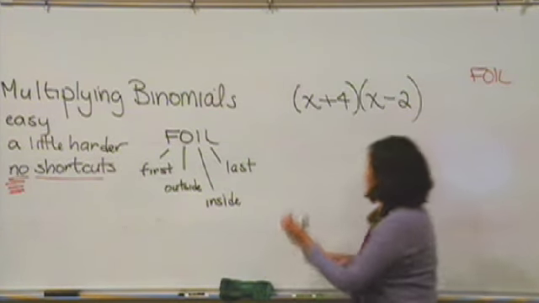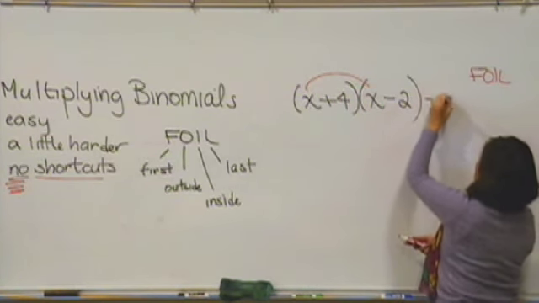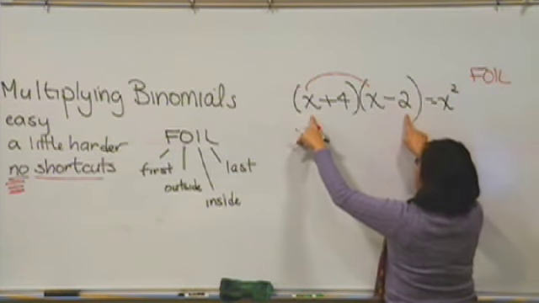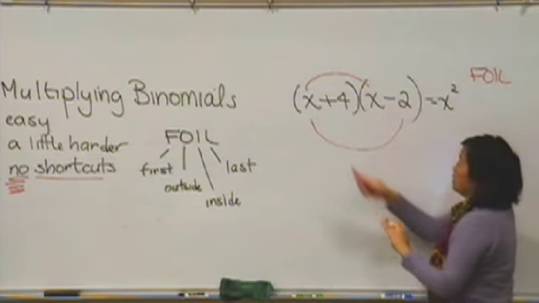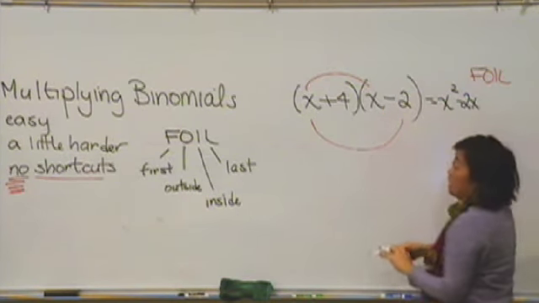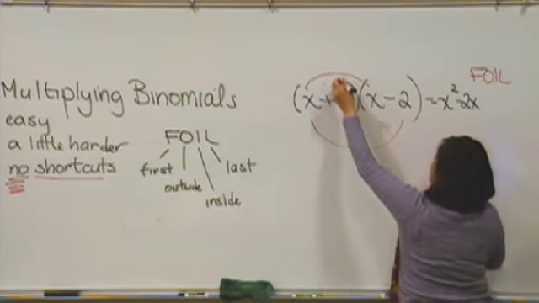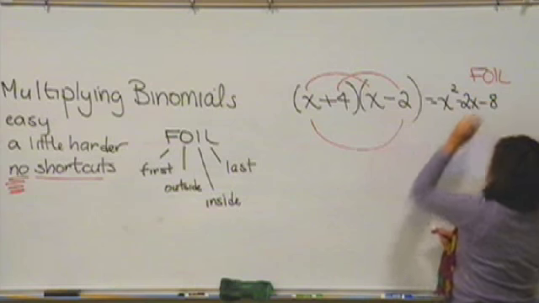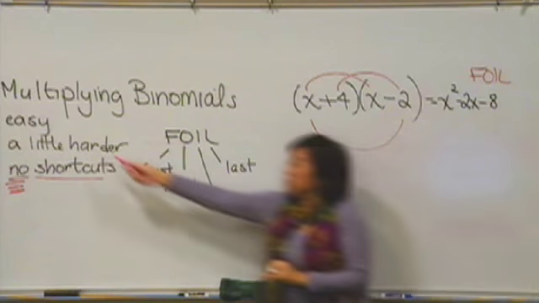So for example, first means x times x. That's going to give us x squared. Outside means these two are outside. Inside means these are inside. So here we have the outside ones, x and a negative 2 is negative 2x. And finally, L stands for last. So these are the first, these are the last. We have 4 and a negative 2, and 4 times negative 2 is negative 8. So that's multiplying binomials together. That one was a really easy one.